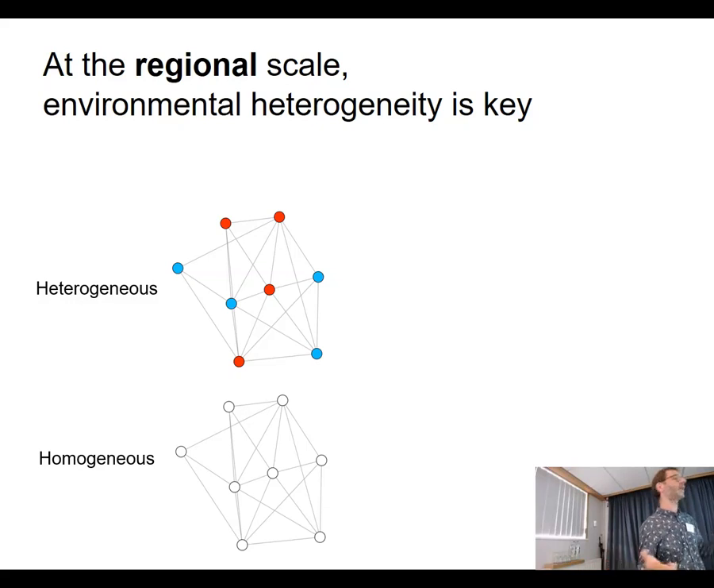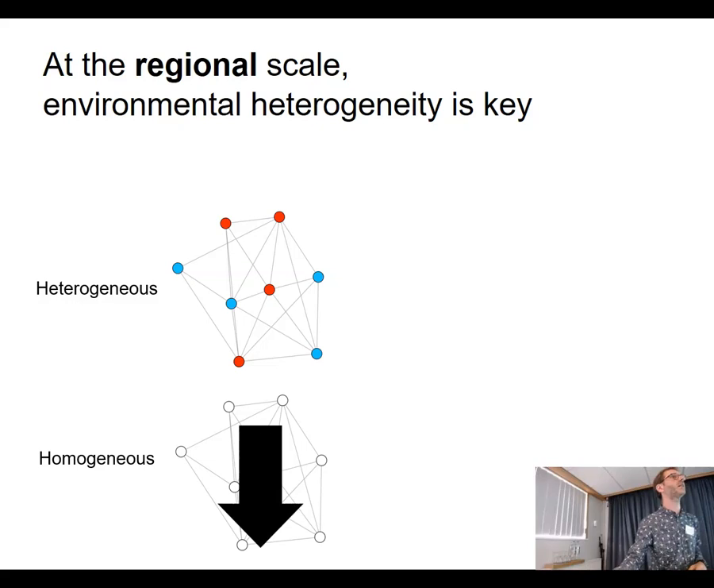When the environment is really heterogeneous, then you have different environments. So local communities have different environments. This allows the creation of different habitats, if you want. For example, here the red dots could be local communities with a high temperature, and the blue ones could be local communities with a low temperature.